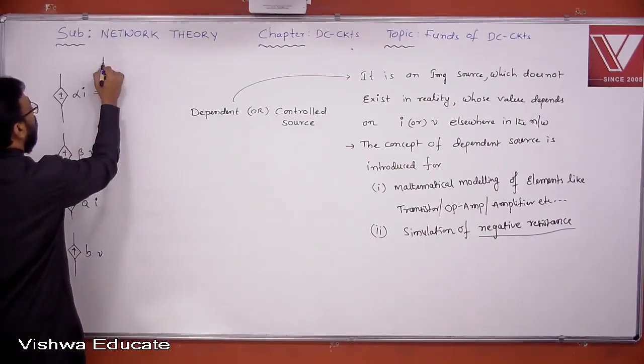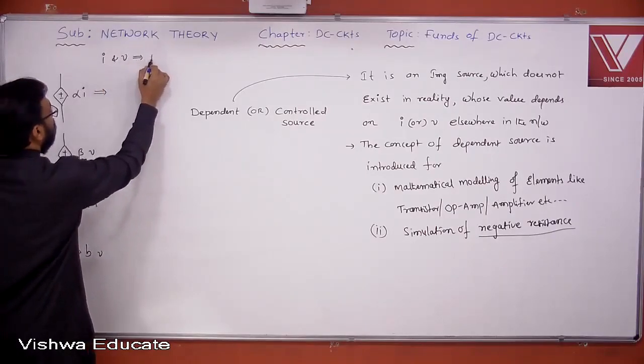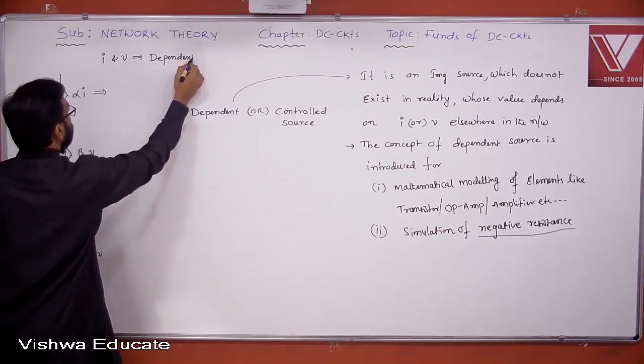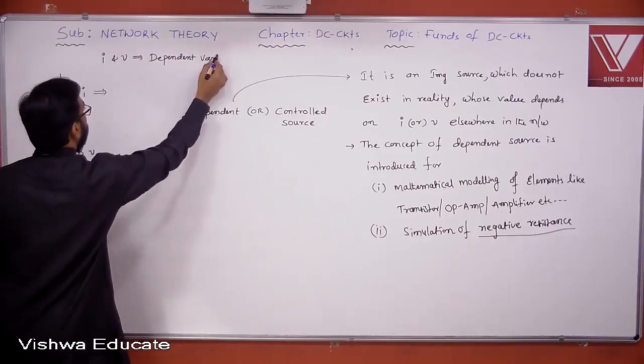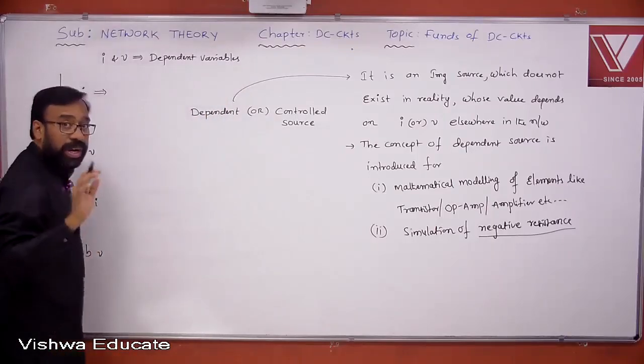So that is why I and V are called dependent variables. I and V are called dependent variables.